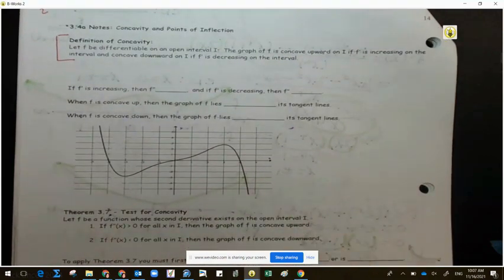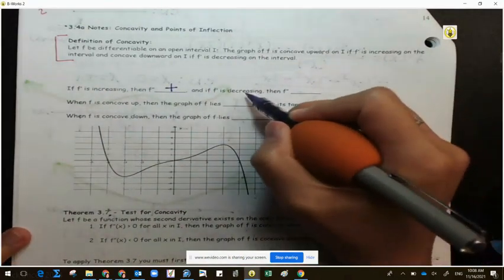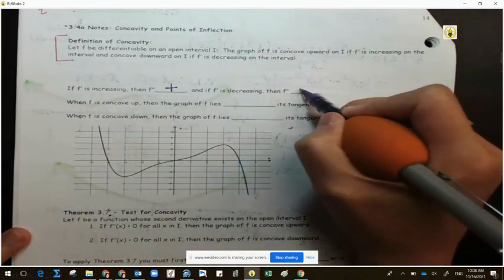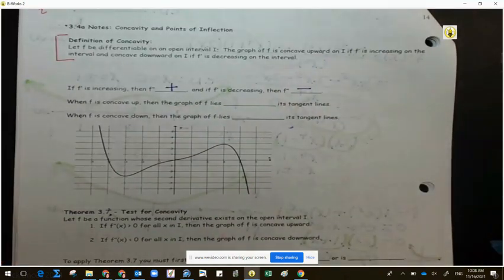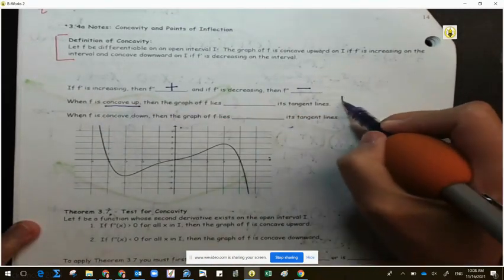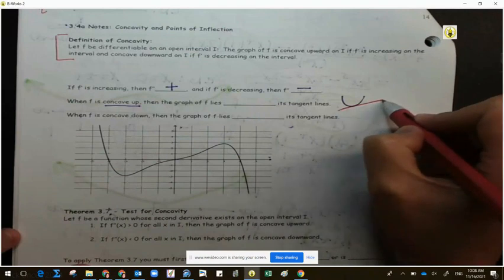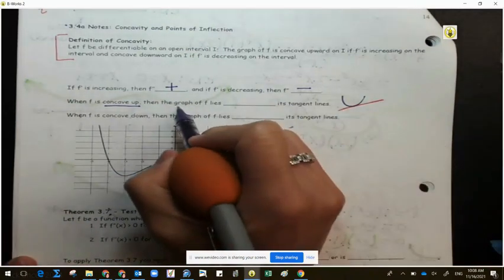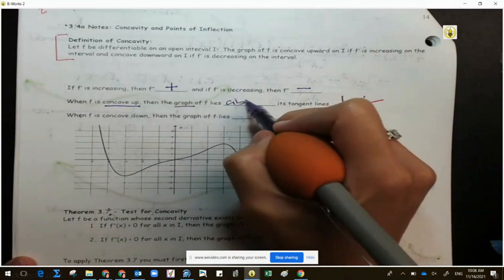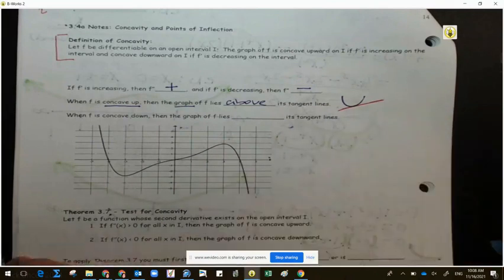So let me summarize what the definition of concavity is. Listen up. If f prime is increasing, then f double prime is positive. And if f prime is decreasing, then f double prime is negative. That sounds familiar from f single prime from last week. When the function is concave up, I want you to draw me a concave up graph. And our tangent line, no matter what, is always going to be underneath it, meaning the graph lies above the tangent line. The concave up graph is above the tangent line.